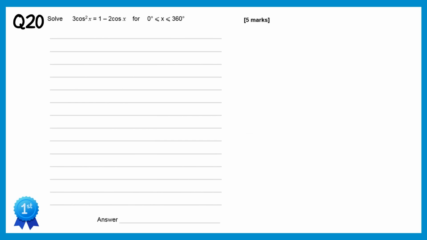The first thing to do to solve this equation is rearrange so all of the terms are on the left. So we have 3 cos squared x already. If we add 2 cos x to both sides, it's plus 2 cos x, and then take away 1 from both sides, so take away 1, and this now equals 0.